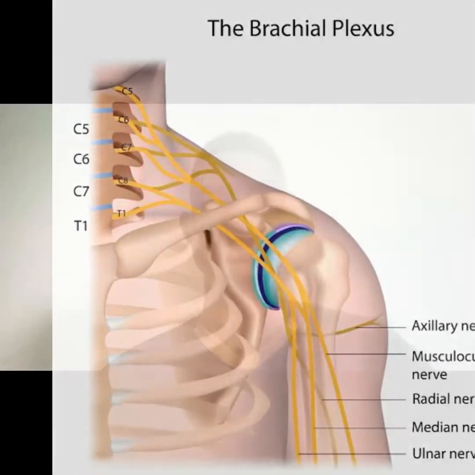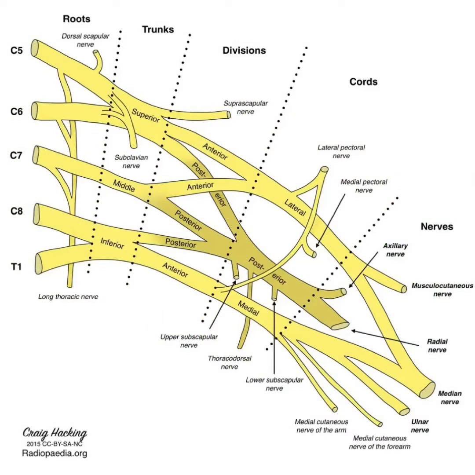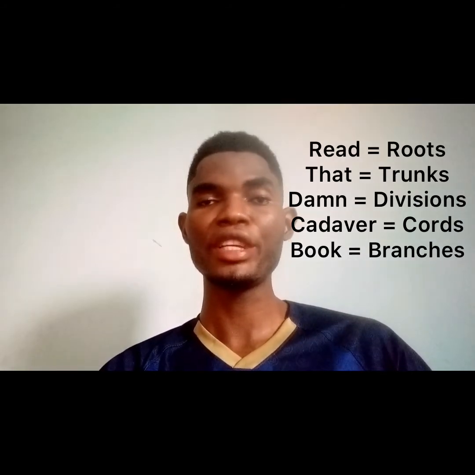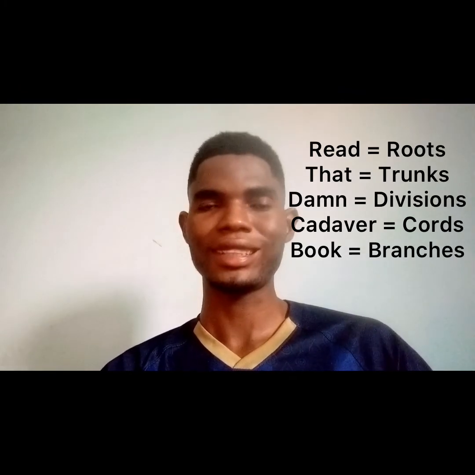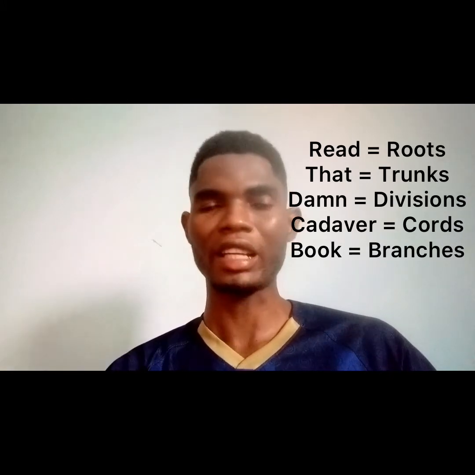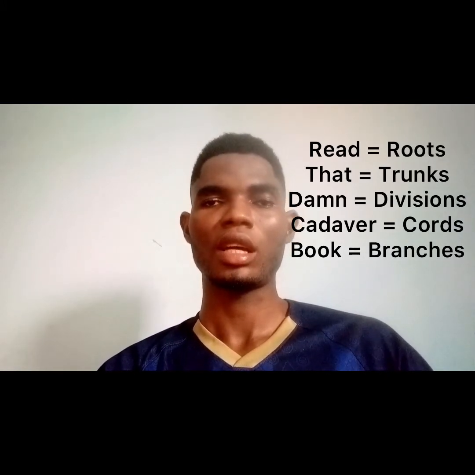Alright, so the brachial plexus is divided into 5 parts. These parts include the root, the trunk, the divisions, the cord, and the branches. An important mnemonic that you can use to remember these parts is "Read That Them Cadaver Book." Read for the root, That for the trunk, Them for the divisions, Cadaver for the cord, and Book for the branches.